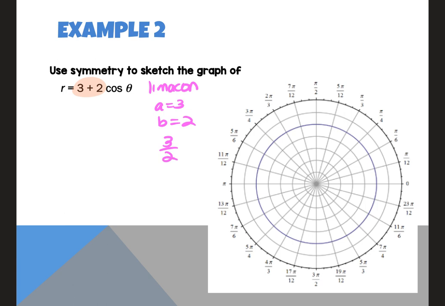Now, which classification is that? Is that less than 1? Is it equal to 1? Is it in between 1 and 2? Or is it greater than? In between. If it's in between, which type of limaçon is this? Dimpled.